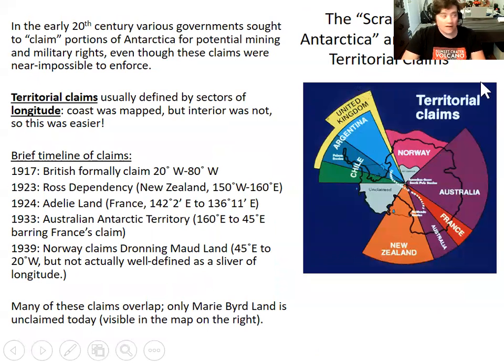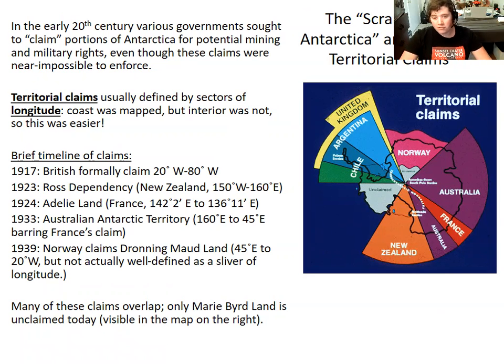And as far as the Antarctic continent itself, various governments began to claim portions of Antarctica in the hopes of securing mining rights or the ability to build military bases down the line, both of which are now explicitly banned by the Antarctic Treaty, in fact. The coast was mapped much more extensively than the interior, so these claims often took the form of sectors of longitude. So they would define it by one line of longitude and by another line, and you'd get this kind of cone-shaped sector coming from the South Pole. And again, notice the cone shape. Remember from geography that lines of longitude converge at the poles.